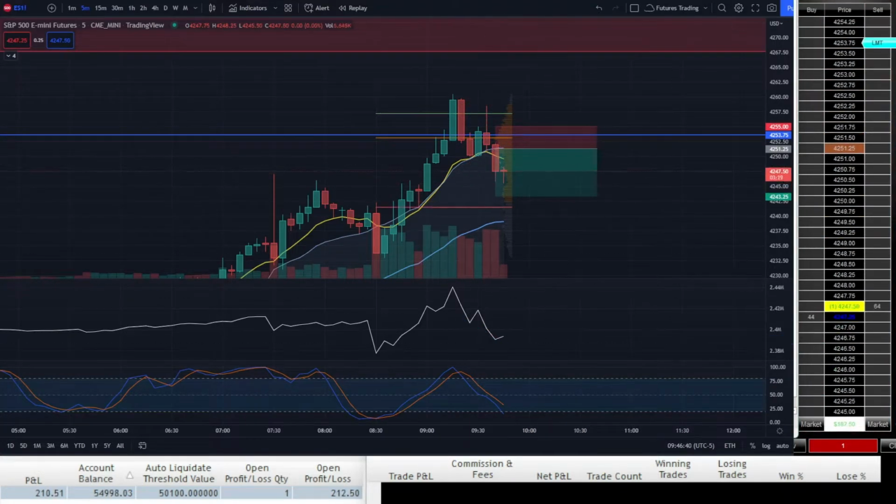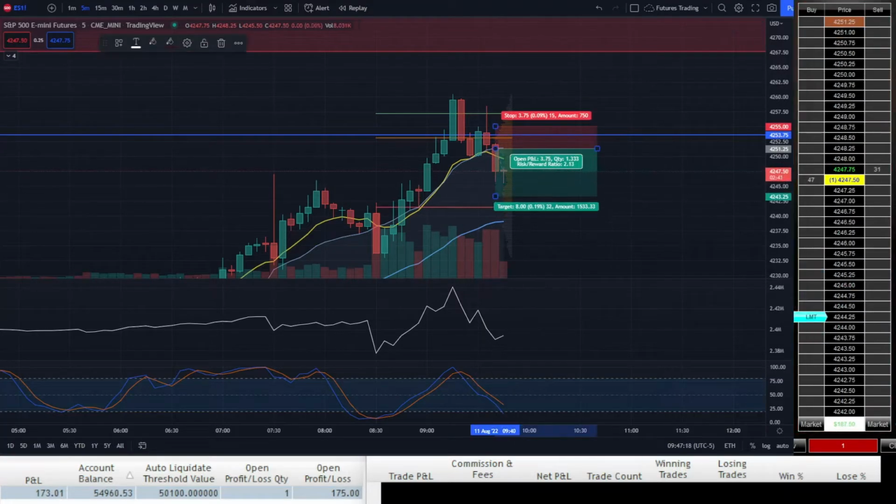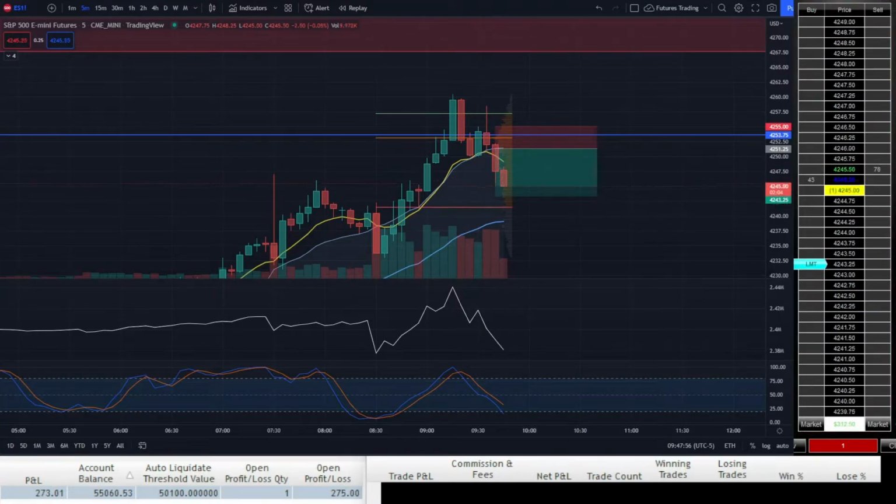Once I grow the account more, I'll start entering with 2 contracts and start scalping one out and leaving one runner. But I probably won't start doing this until the account hits 60K.